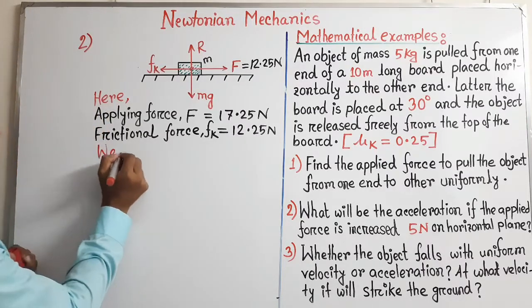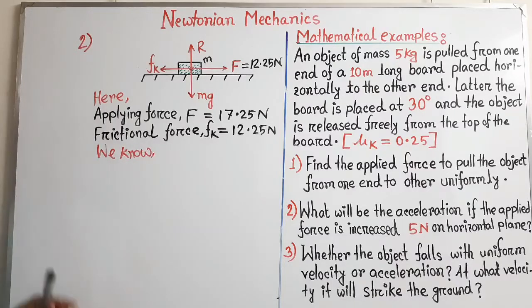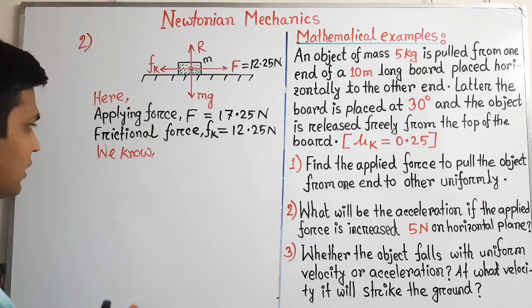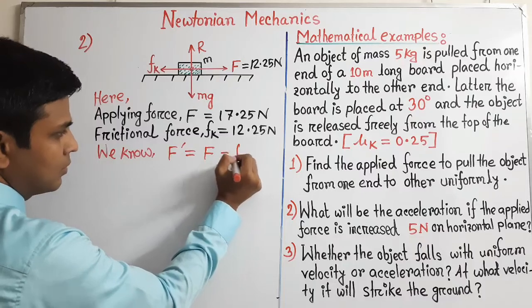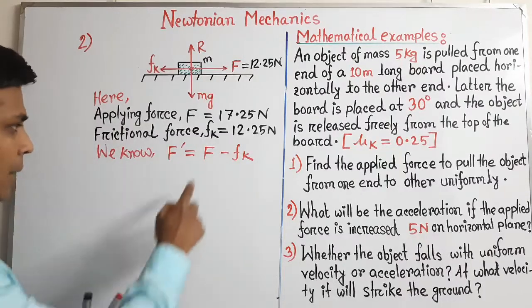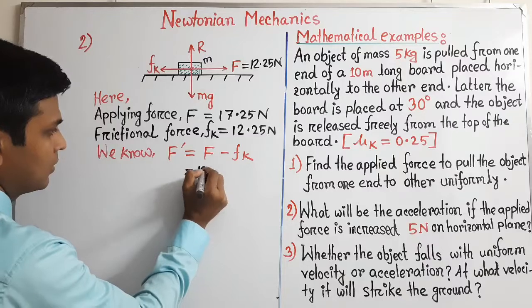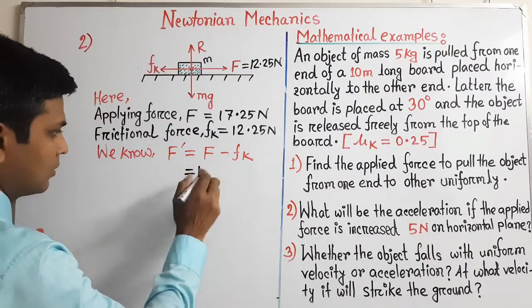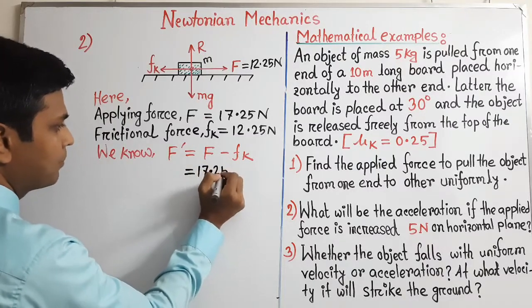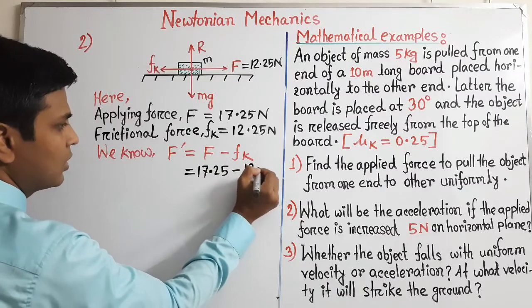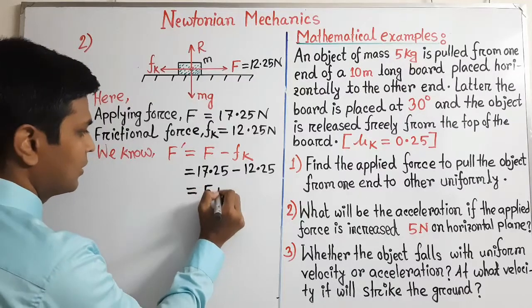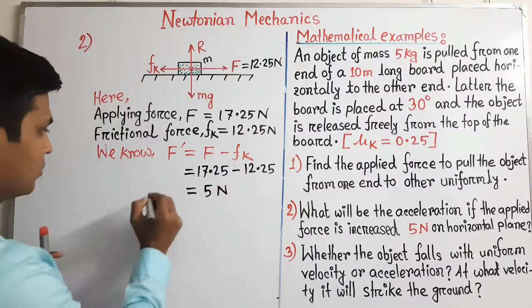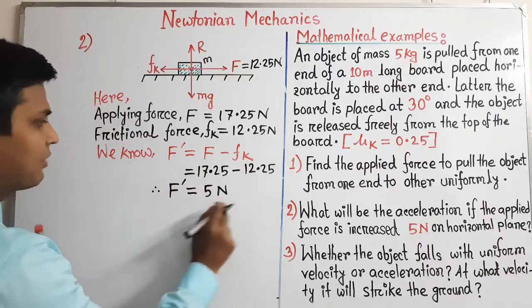And we know there is a relation between effective force, applying force and frictional force, and the formula is F prime, which will be equal to the applying force minus Fk. Here applying force is given 17.25 and frictional force is given 12.25. So after calculating this expression, we will get the answer 5 Newton. So here the effective force is 5 Newton.